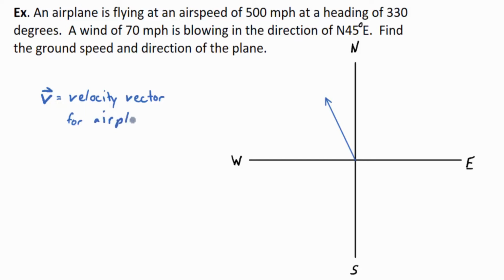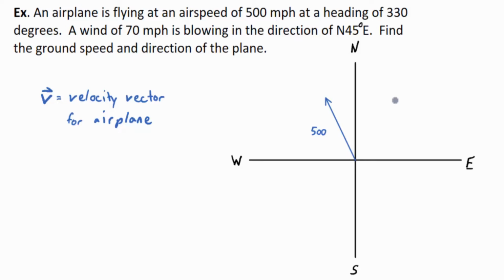Okay, based on what we just got done talking about, what should the length of that vector be? 500, good. The length of the vector is its speed. So the length of this guy is 500 miles per hour, which sounds strange to say, the length is 500 miles per hour, but that's how we model it.